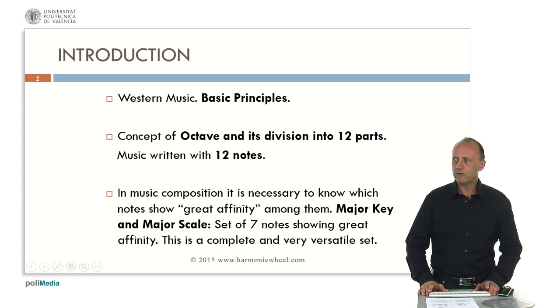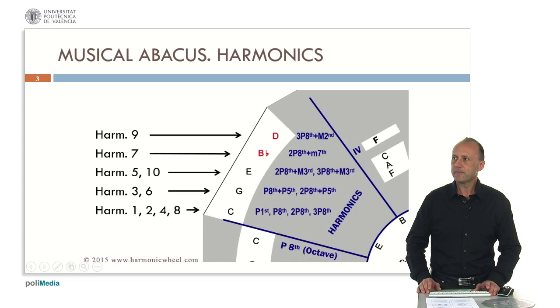If we want to compose music, it is necessary to know which notes show great affinity among them. That is, which notes are affine among them. This concept drives us to the major key and major scale. They are a set of 7 notes showing great affinity among them. This is in fact a very complete and versatile set.